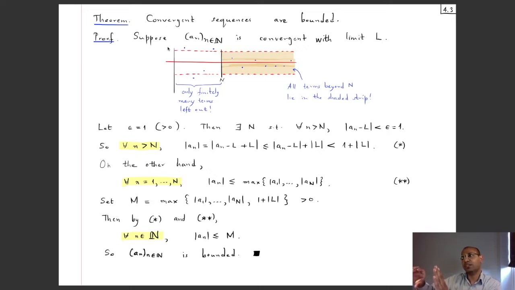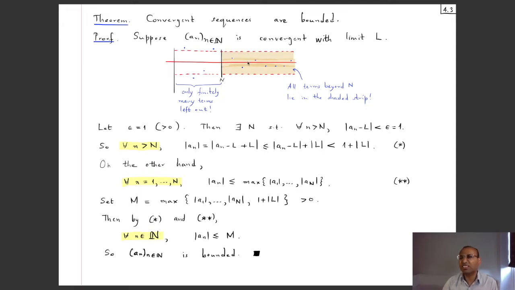Because they are at most at a distance of 1 from L, so they are sort of stuck to L, right? On the other hand, what's left out is just a few of these terms, and then, to get a bound, we can just take the maximum of these first few terms which are left out. So it's clear that the sequence is going to be bounded, and let's now write down the proof a bit more carefully. Okay.